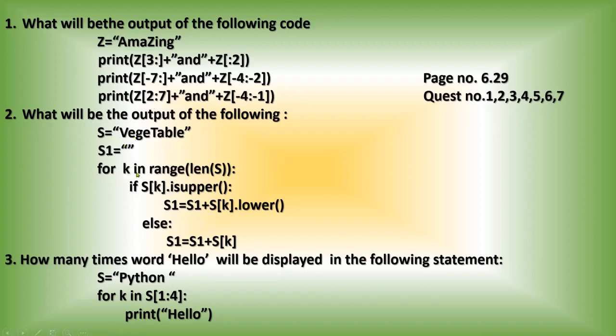See the for loop, for k in range. The first form of for loop is there. For k in range len of s. Length of s. How much is the length of s? S is this one. Length is always counted from 1, not counted from 0. So I will count it as 1, 2, 3, 4, 5, 6, 7, 8, 9. So the length of s is 9.